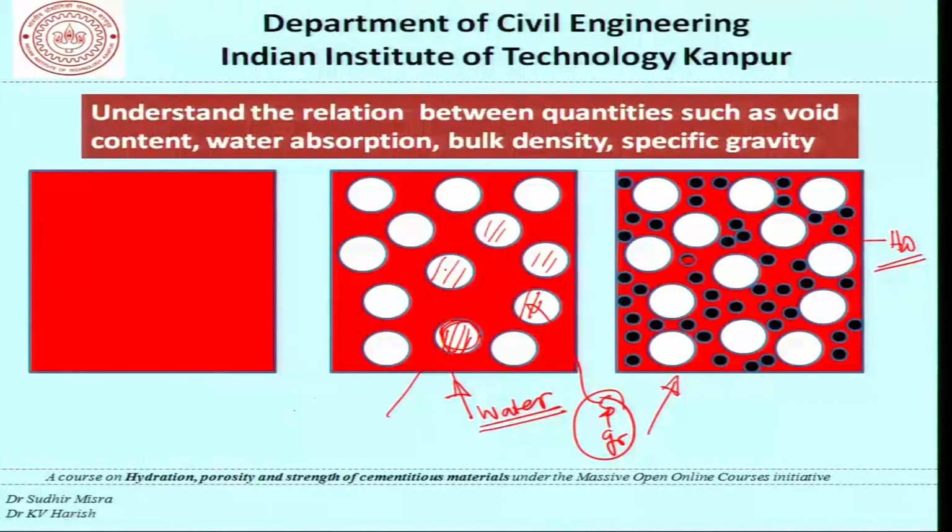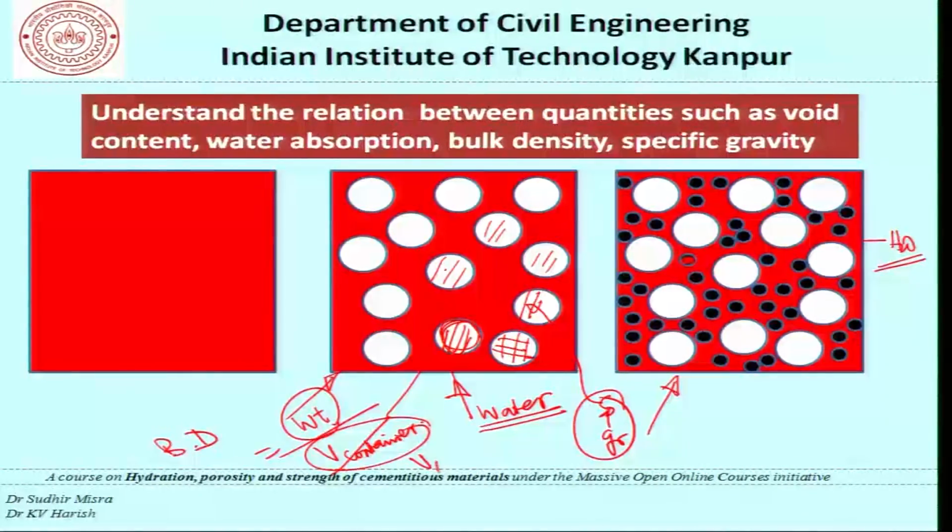That is, if we were to use the weight of this container and divide it by the volume of the container, then what we will get is the bulk density of these aggregates. Whereas, if we determine the absolute volume of these particles and then divide it by not the volume of the container, but by the absolute volume of the aggregates, what we will get in that case is the specific gravity.